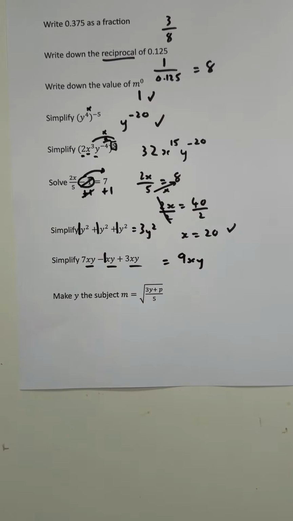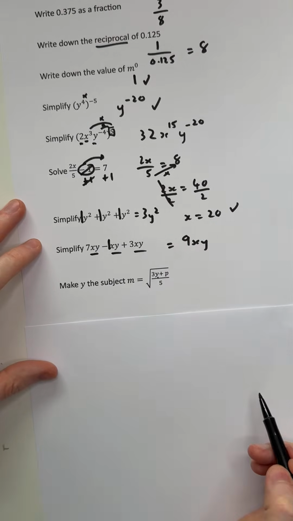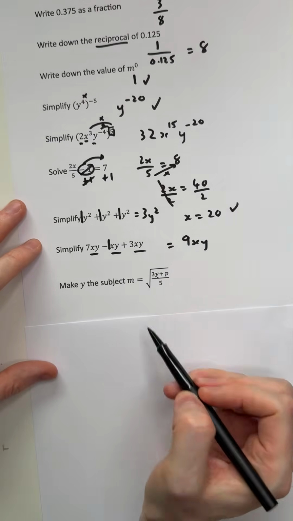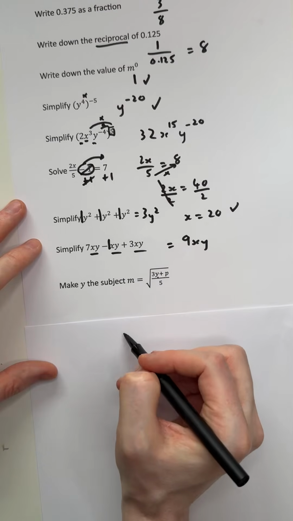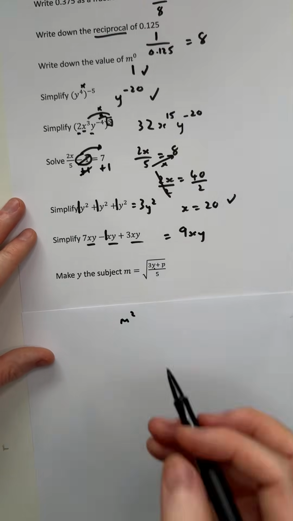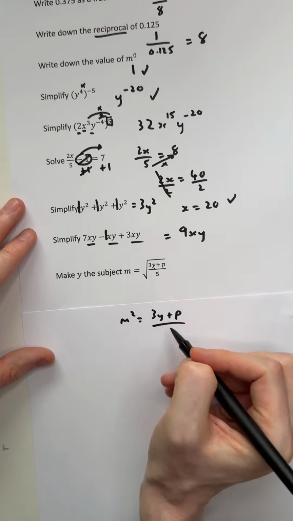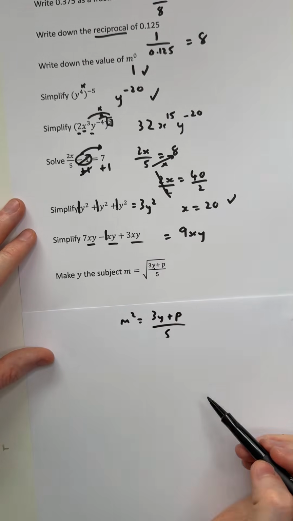The next one, rearrange, make a letter the subject. So all we've got to do is find the letter we want. In this case here, we want the letter y. So locate the letter y. Where is y? y is here. Before you can get the y, you need to get rid of this square root. The opposite of square root is to square both sides. So m now becomes m squared. And on the right, you're just left with whatever was inside the root, in this case, 3y plus p all over 5. Remember, the square root is gone because the opposite of square root is to square both sides.